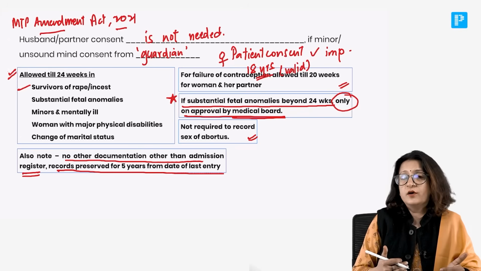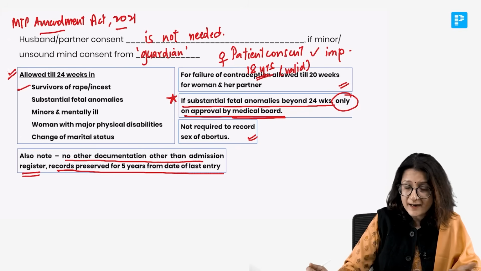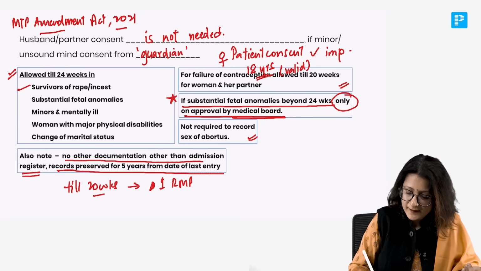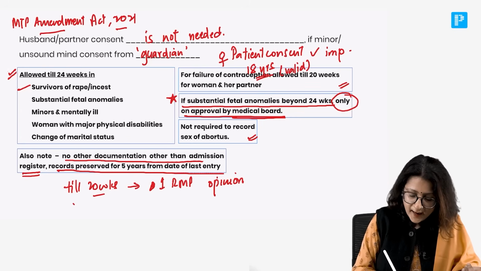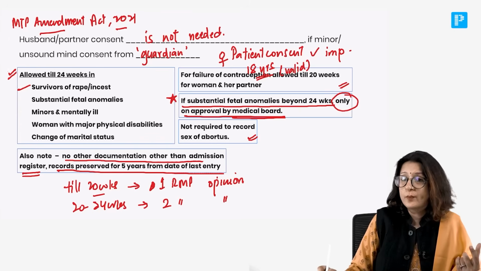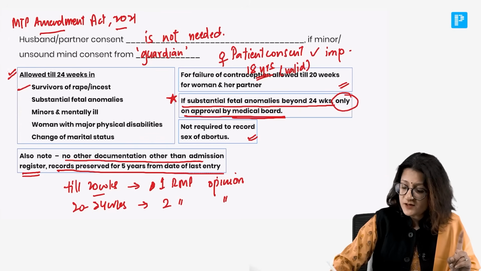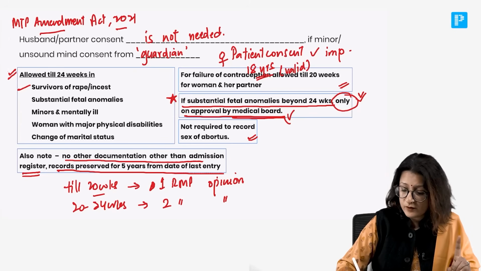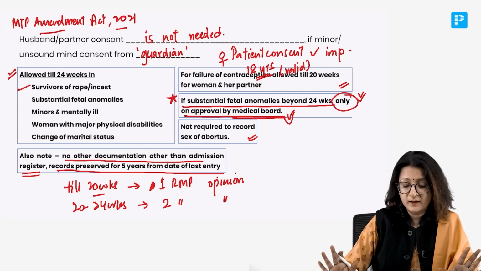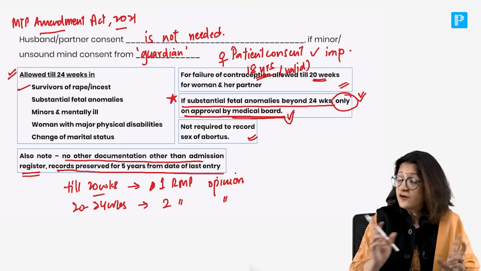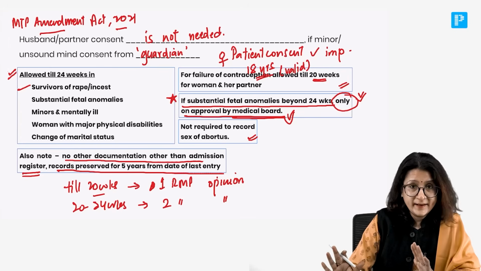These are certain important pointers regarding the MTP Amendment Act, and please do not forget that till 20 weeks, one registered medical practitioner's opinion is needed, and between 20 to 24 weeks, 2 registered medical practitioners' opinion is needed. There is only one situation where one can go beyond 24 weeks, when there are substantial fetal anomalies, and the medical board will say yes, on approval of the medical board only. Also remember that for failure of contraception, it is only till 20 weeks that it is allowed for this particular indication.